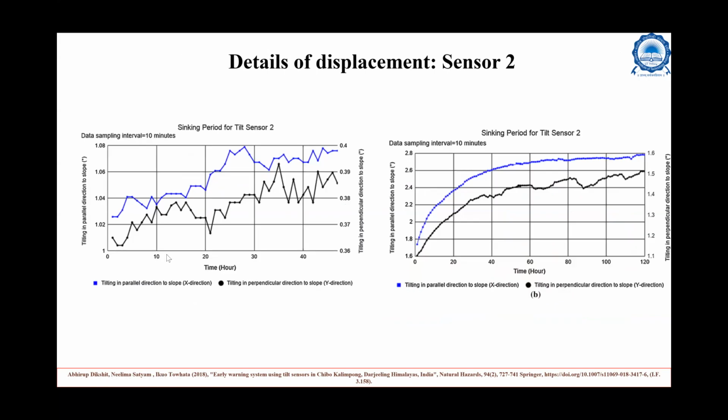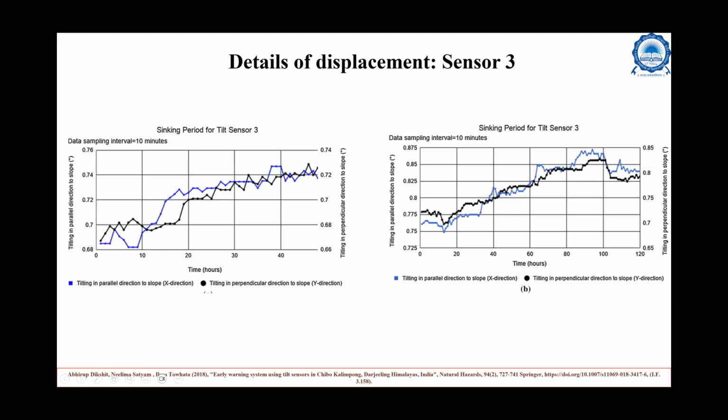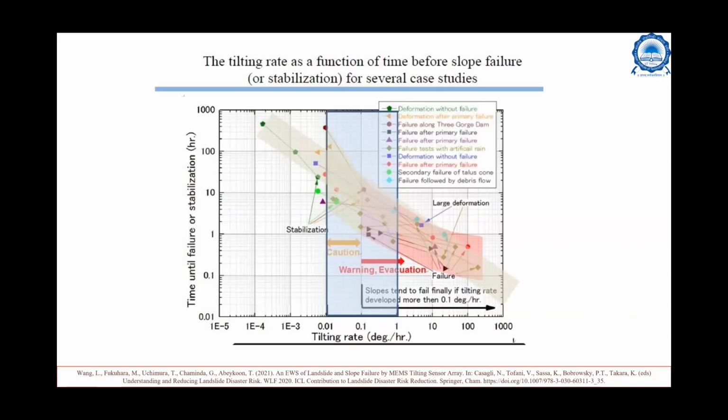You can see here our basis. We tried to see what exactly is happening. This is the sinking period for tilt sensor 2. During this period, we zoomed in and tried to understand the behavior of the ground. Again, this is for sensor 3. Then we wanted to correlate that with tilt rate as a function of time before the slope failure, for different case studies.